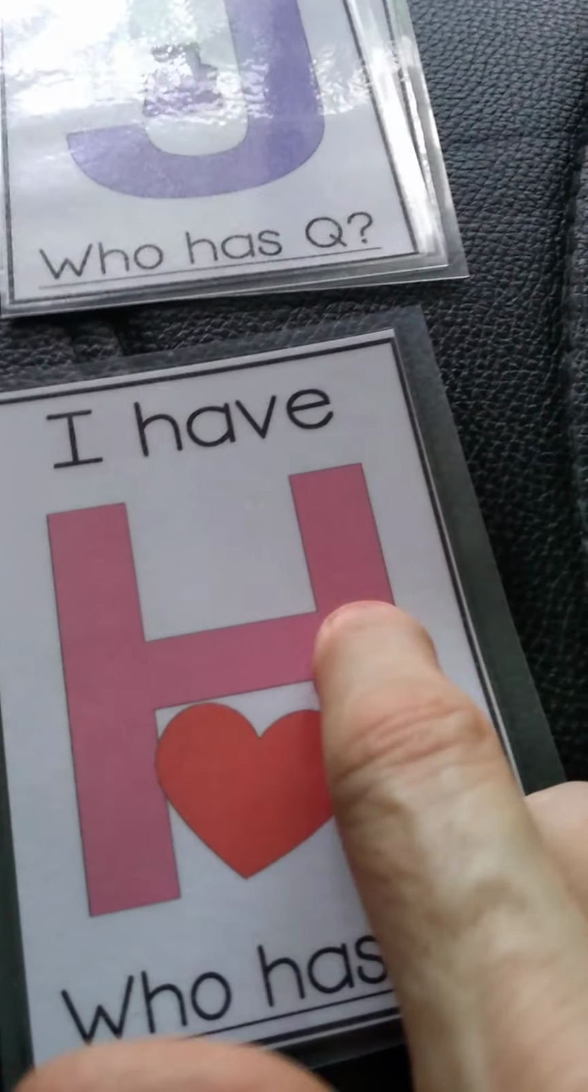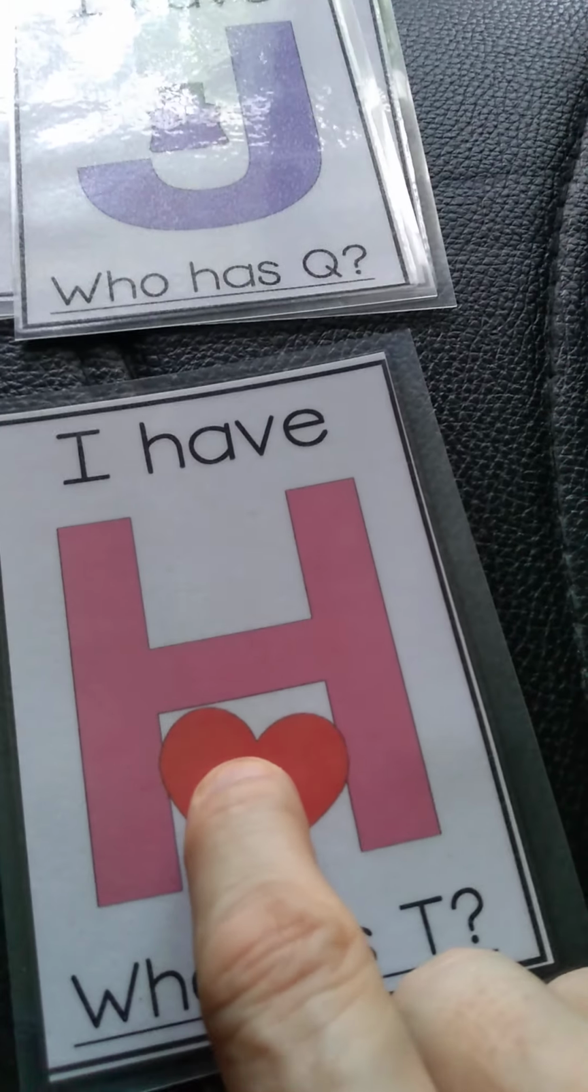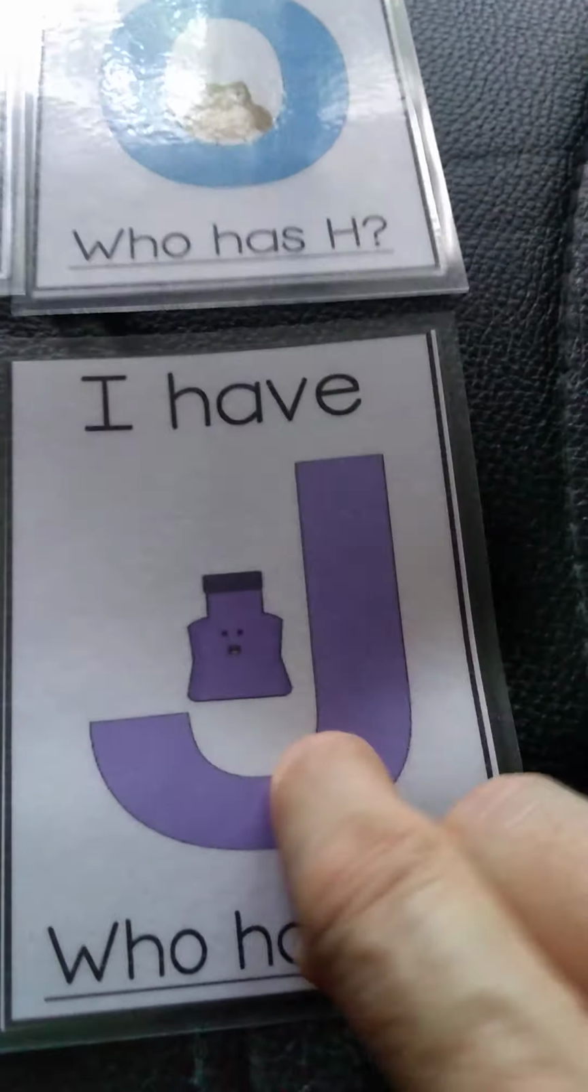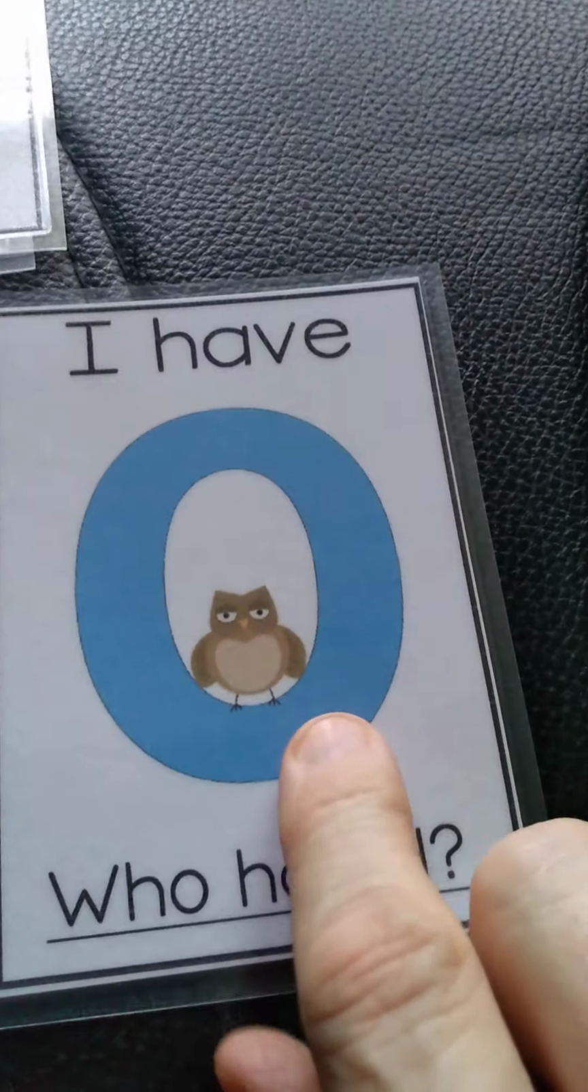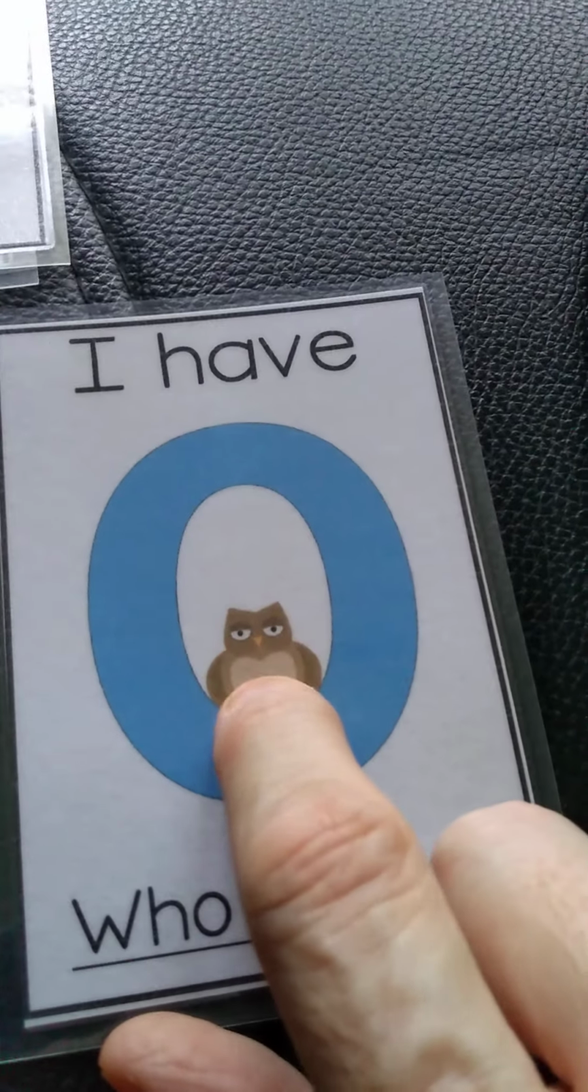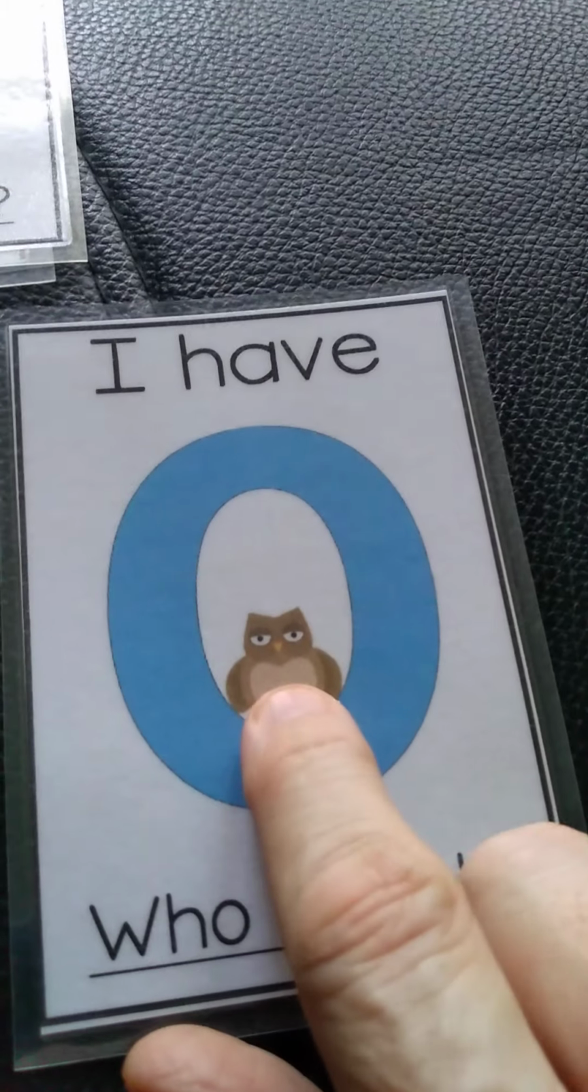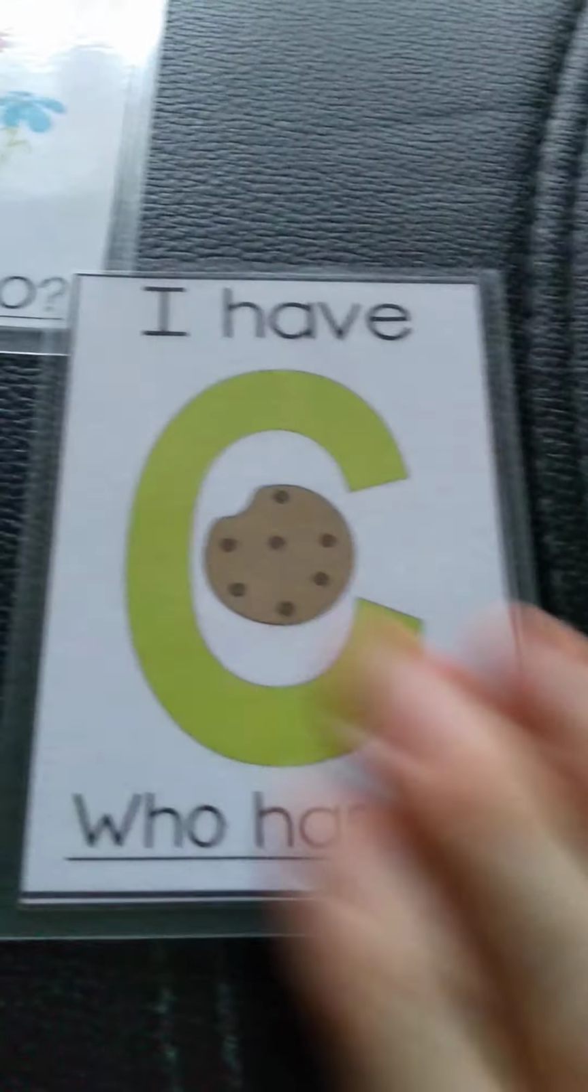H. Heart, house, hot, right. What about this one? Jam. Jelly. Oh, owl. That's right, owl. What about this one?